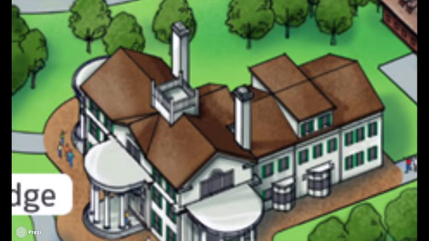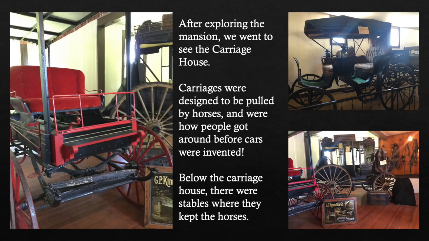After exploring the mansion, we went to see the carriage house. Carriages were designed to be pulled by horses and were how people got around before cars were invented. Below the carriage house, there were stables where they kept the horses.